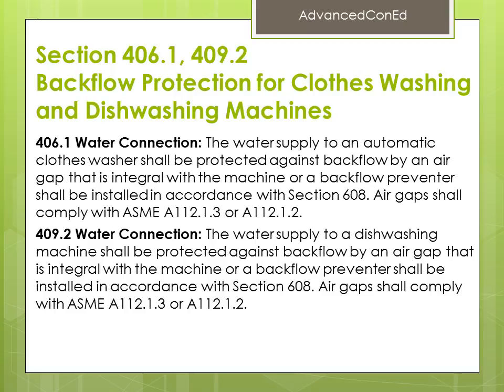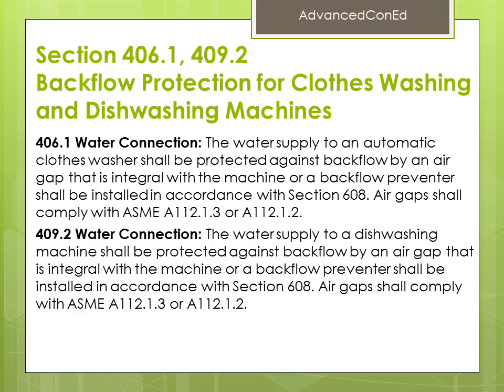Section 406.1, 409.2 Backflow Protection for Clothes Washing and Dishwashing Machines. 406.1 Water Connection. The water supply to an automatic clothes washer shall be protected against backflow by an air gap that is integral with the machine, or a backflow preventer shall be installed in accordance with Section 608. Air gaps shall comply with ASME A112.1.3 or A112.1.2.